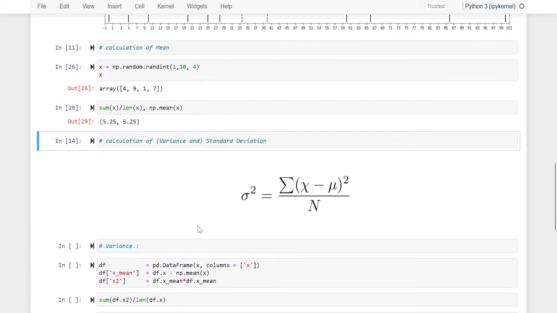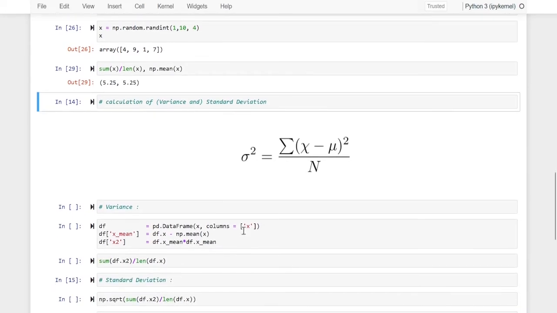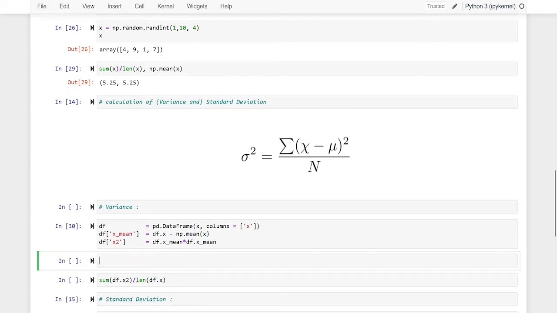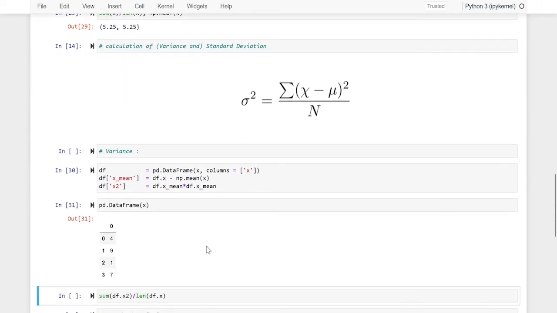Now variance calculation. This is the formula. This is precisely what we are going to do over here. See, what we are doing is we are creating a data frame. Let me do it all over again. We are creating a data frame for that X like this. Let me make room for this. We will remove it once we have completed our discussion on these three lines.